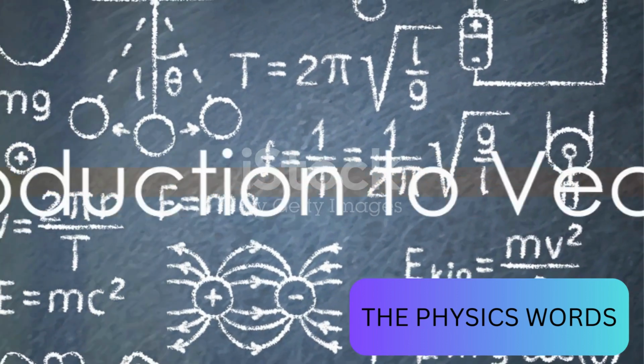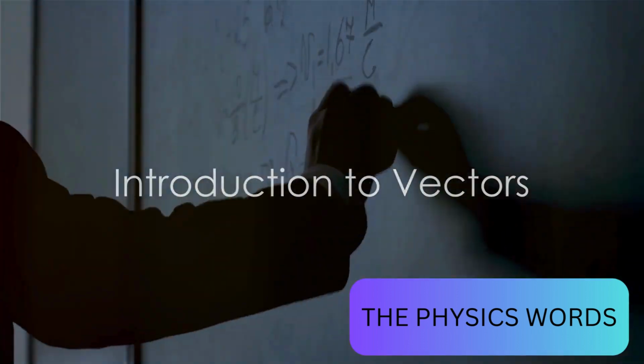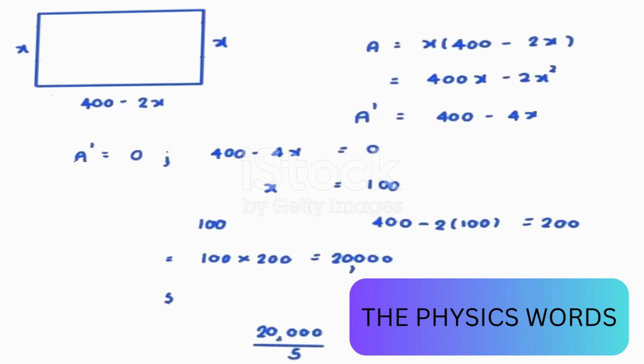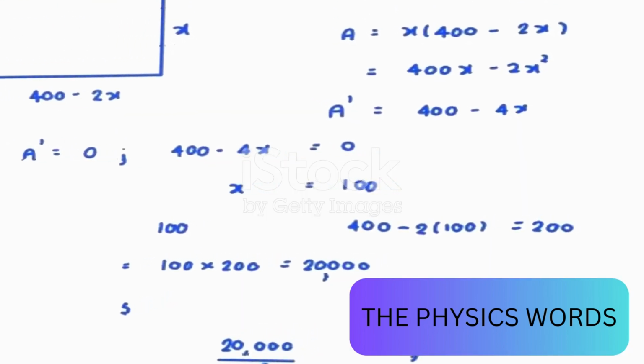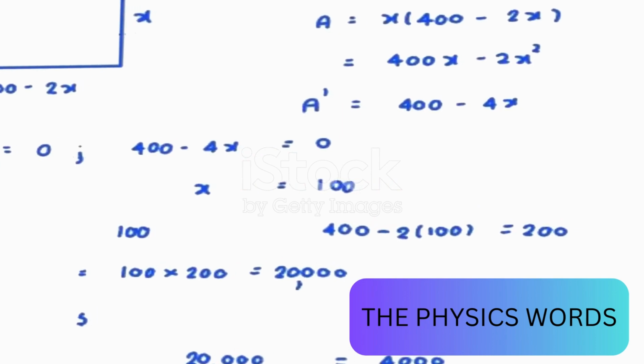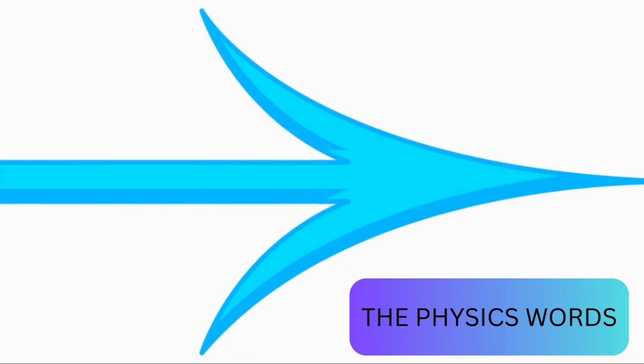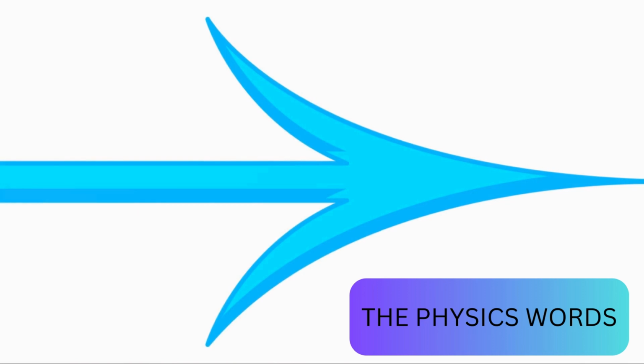Have you ever wondered what vectors are and why they are so important in physics and engineering? A vector is a quantity that has both magnitude and direction. Imagine an arrow. The length of the arrow represents the magnitude of the vector, and the direction in which the arrow points is the direction of the vector.